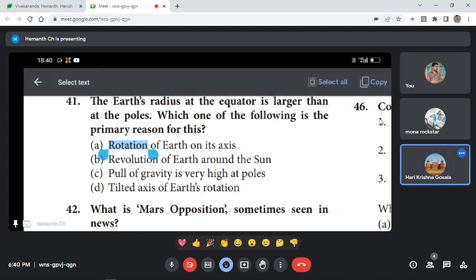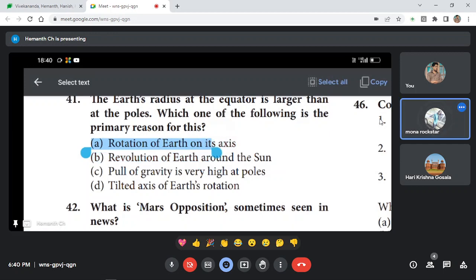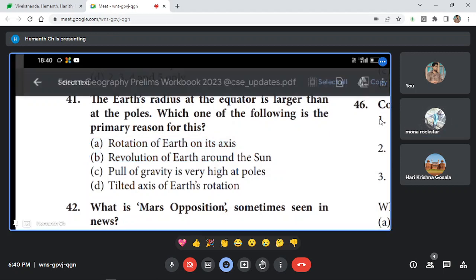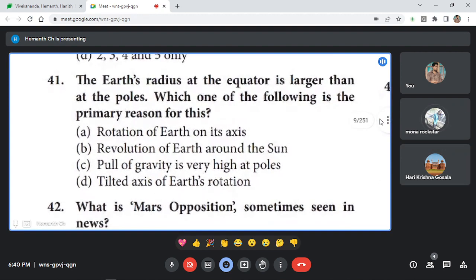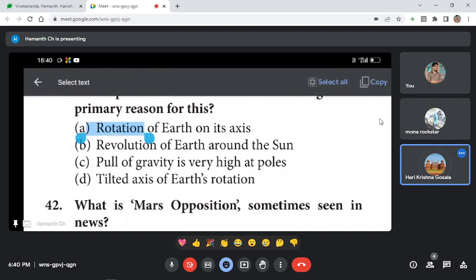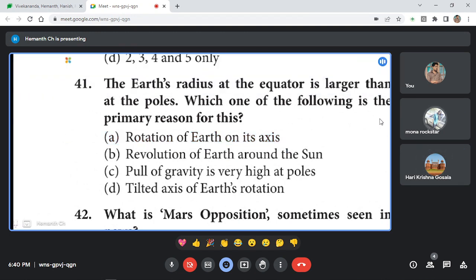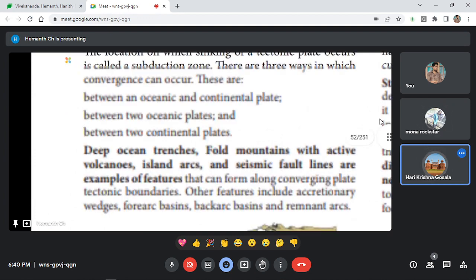Think, Monica. C or A. There is no multiple answer. We had only one answer for 1 mark, 2 marks. Rotation of Earth on its axis. You need this. Answer is C. Wait, let me check. 41.